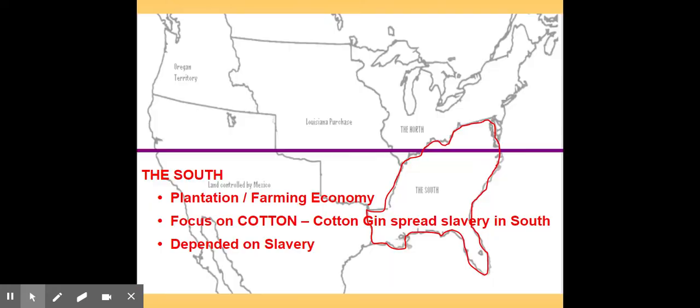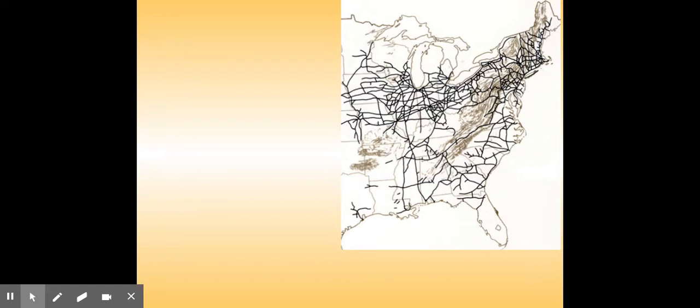Okay. Now, if the North has a lot of railroads, the South does not. The South needs to find another form of transportation. And that other form of transportation is going to be rivers. Okay. We use rivers, not so many railroads in the South as you see up in the North. So we're going to be dependent on river travel and water travel.